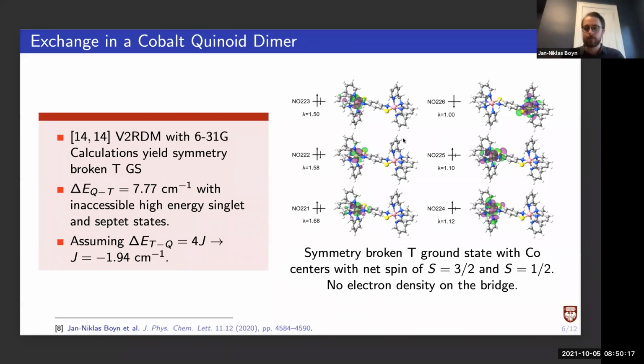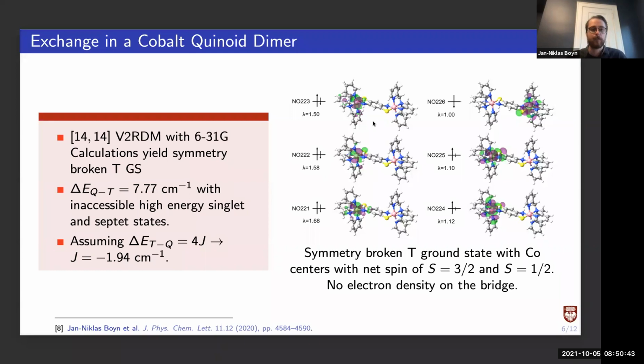And basically what we discover is that we get a symmetry broken triplet ground state with two cobalt centers of different net spin: one which has a net spin of about 3/2 and one which has a net spin of 1/2. All of these are strongly correlated. As we can see, we have really 6 orbitals in the active space that are strongly correlated. And in none of the orbitals in the active space do we have any electron density on the quinoid bridge.